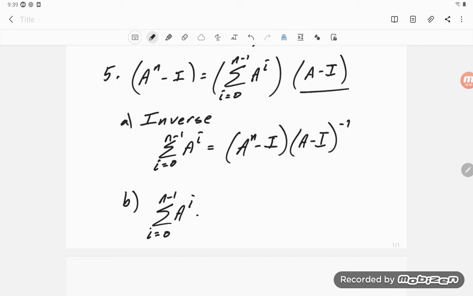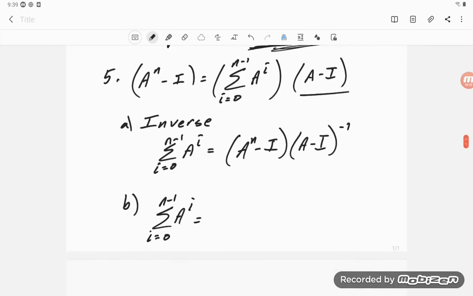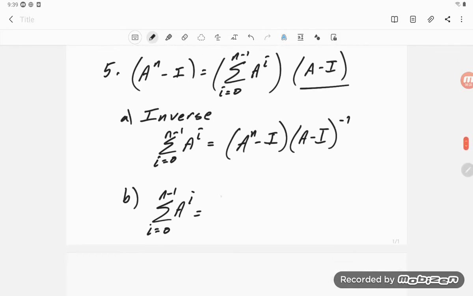So A to the i. So if any given A to the n is made this way, lambda 1 to the n times U plus lambda 2 to the n times some constant matrix V, well then actually, you know, we can sum this up.